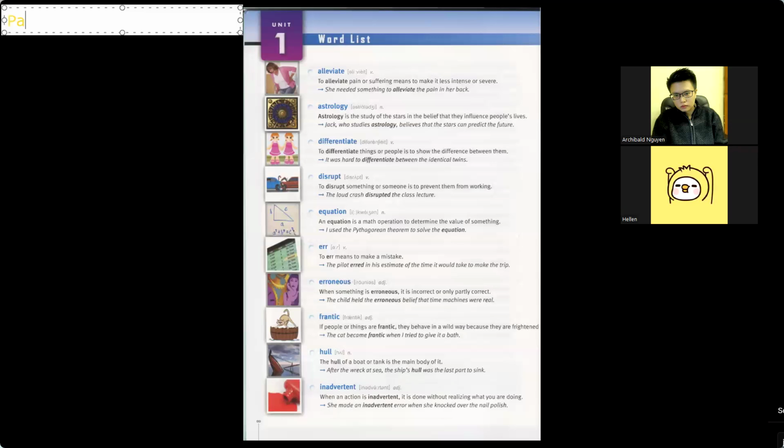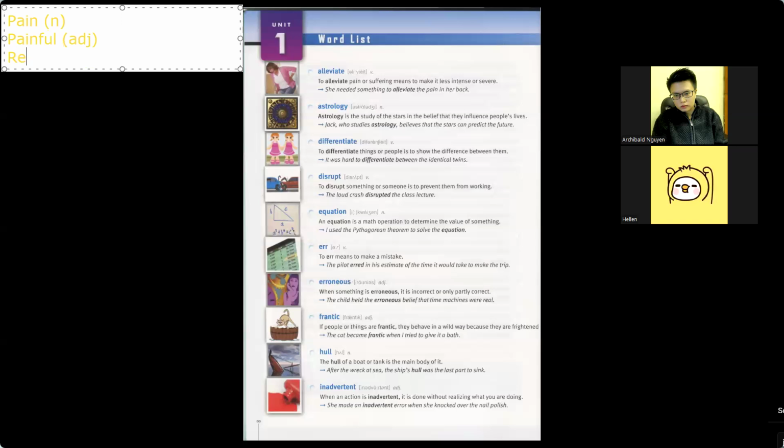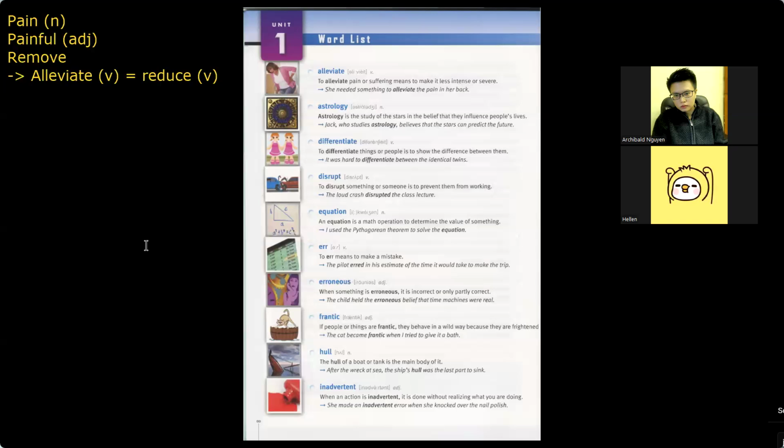All right, pain is a noun in English, and painful is an adjective in English. We don't say remove pain. We do remove a file on a computer, but we don't say remove pain. Painful is a feeling, when I suffer from the pain on my body. We say alleviate pain, or we try to reduce the pain. Don't say remove, all right?